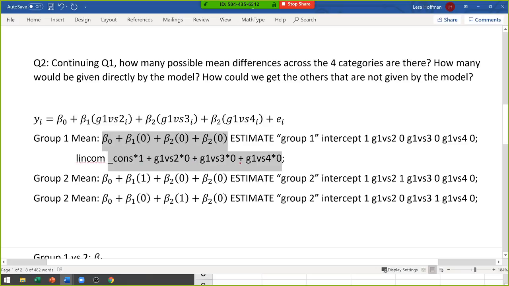So there's a much more direct mapping as to what the lincom is trying to do, which is to write this equation. It's just replacing whatever the betas are going to be when it calculates what the predicted mean is from the model.